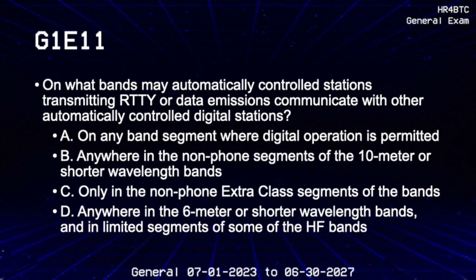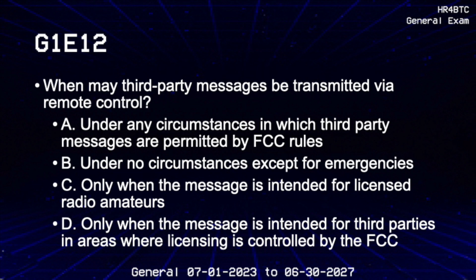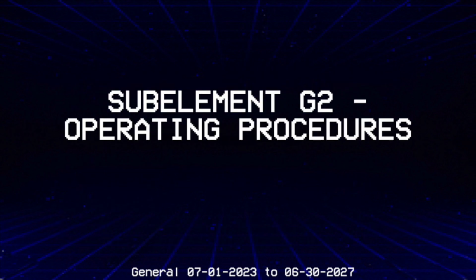On what bands may automatically controlled stations transmitting RTTY or data emissions communicate with other automatically controlled digital stations? Anywhere in the 6-meter or shorter wavelength bands, and in limited segments of some of the HF bands. When may third-party messages be transmitted via remote control? Under any circumstances in which third-party messages are permitted by FCC rules, Subelement G2 Operating Procedures.